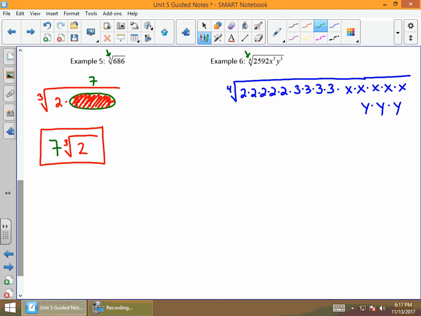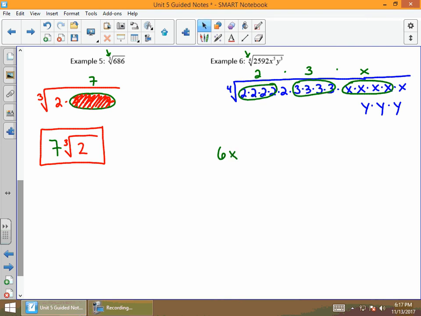1, 2, 3. There's 4 2s. So a 2 can come out. Here are 4 3s. So a 3 can come out. Here are 4 x's. So an x can come out. And I don't think anything else has 4 of a kind. So what made it out? 2 times 3 times x. 2 times 3 is 6 times x. And then I have my radical, and this is a 4th degree.